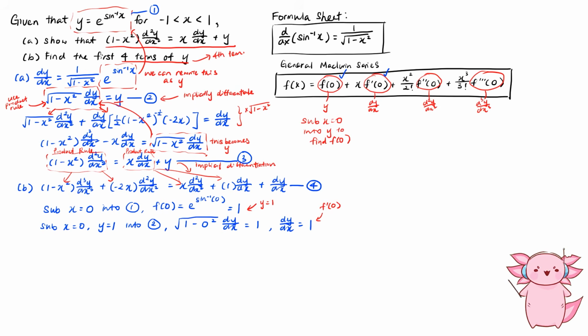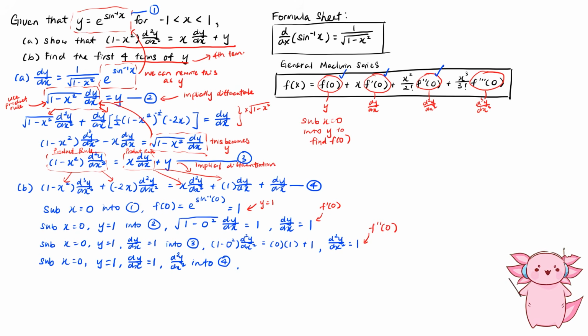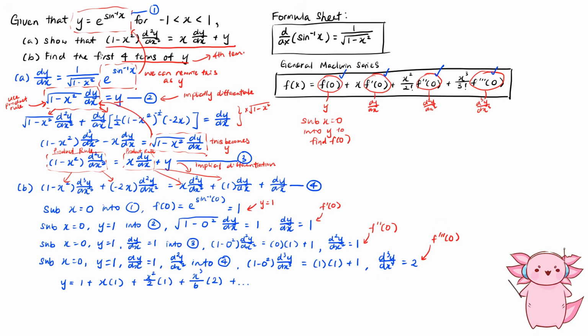Then using all of these values, we can find the second derivative, and that also equals 1. And finally, subbing everything into equation 4, we can get our third derivative to be equal to 2. Then the last step is to just construct our Maclaurin series, and it looks something like this, and we are done.